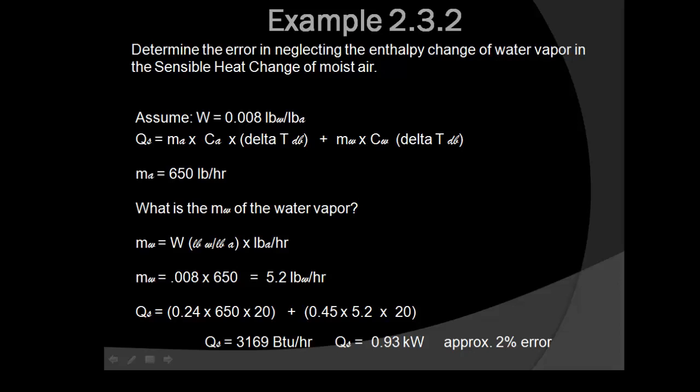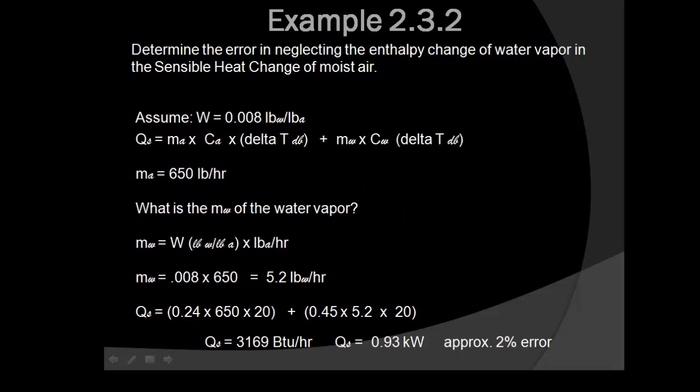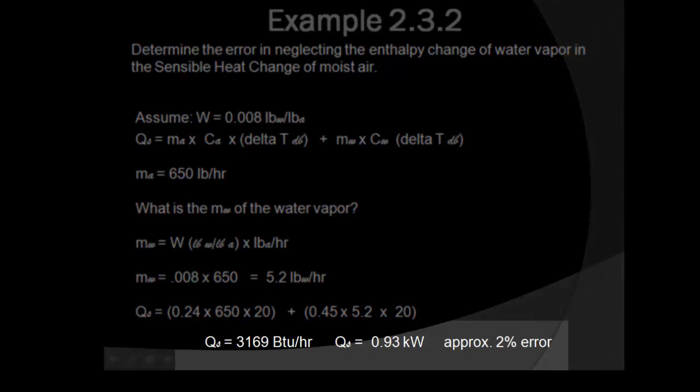And now we can apply this to our equation, where we would have Q sensible is equal to 0.24 times 650 times 20, which is the sensible heat change of the dry air, plus 0.45 times 5.2 times 20, which is going to be the sensible heat of the water vapor. And this comes up to 3,169 BTUs per hour.